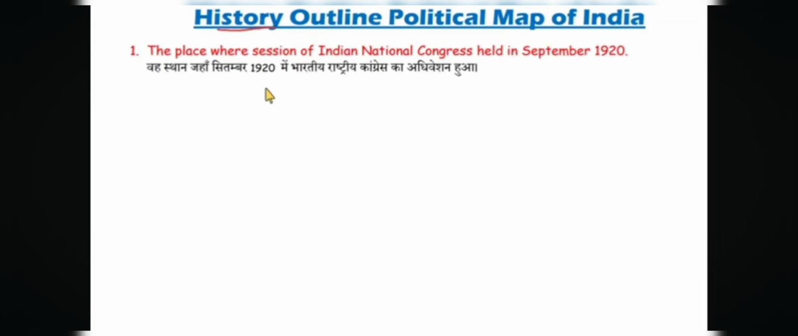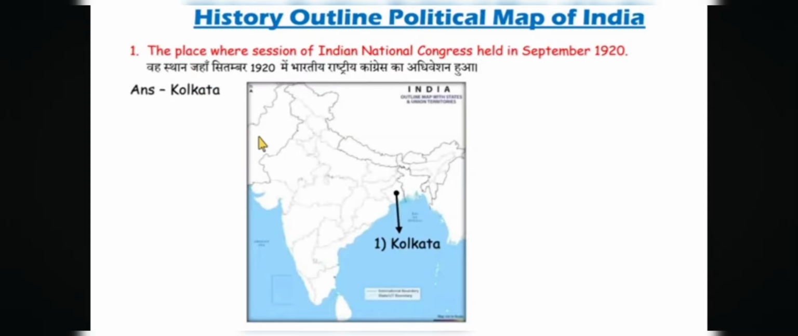First, I'll get you the history map questions here. The first question here is the place where the session of the Indian National Congress was held in September 1920. For those students who have social science in Hindi, you can also read the question. The place where the Indian National Congress session was held in September 1920 was Kolkata. So all you have to do is show Kolkata on the map. Where is Kolkata located? Look, it is here. So you have to put number 1 and write Kolkata here.